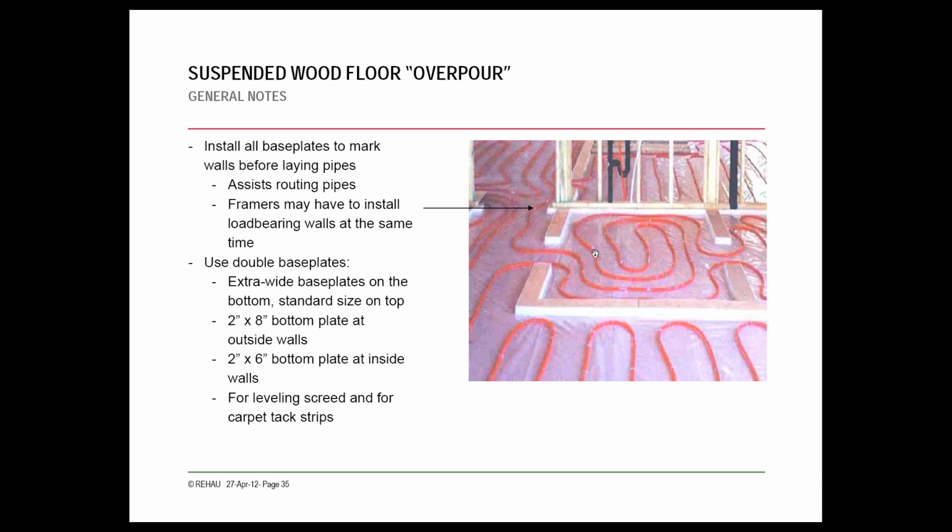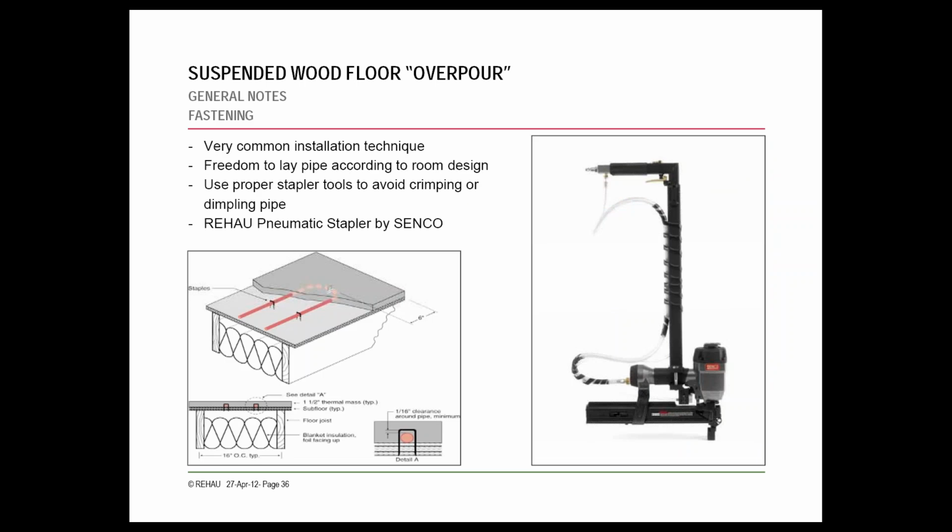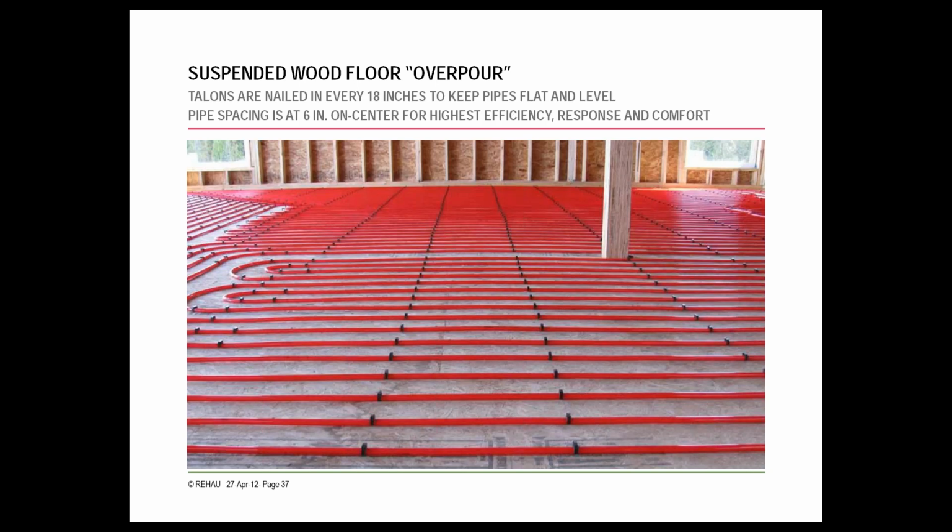If you're doing an overpour, you're obviously going to be adding a couple inches to the floor. So this gives you a little sleeper around the edge to nail in any flooring over the top of the finished slab. Again, common for installing over wood floors would be a pneumatic staple gun, very common. They have, as you can see here on the right, one specifically set up for radiant installations. Again, this one's from Rao, but all manufacturers would have a similar option.